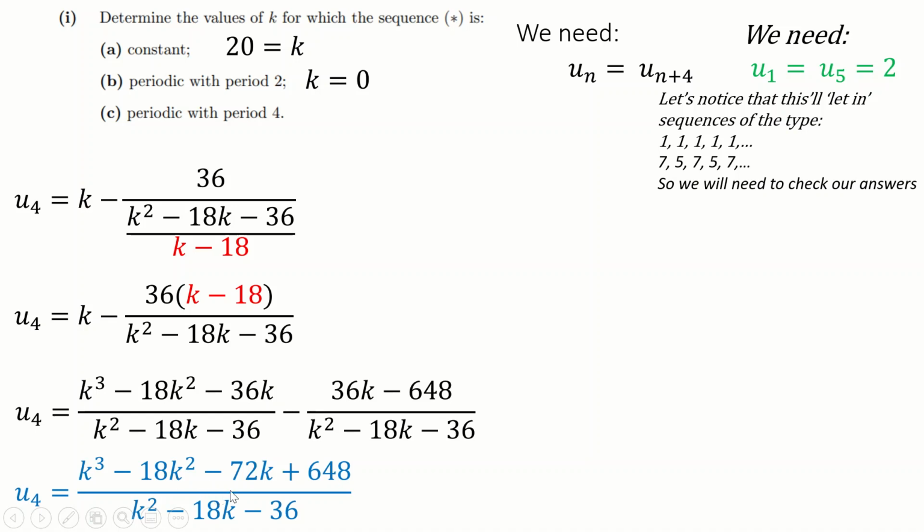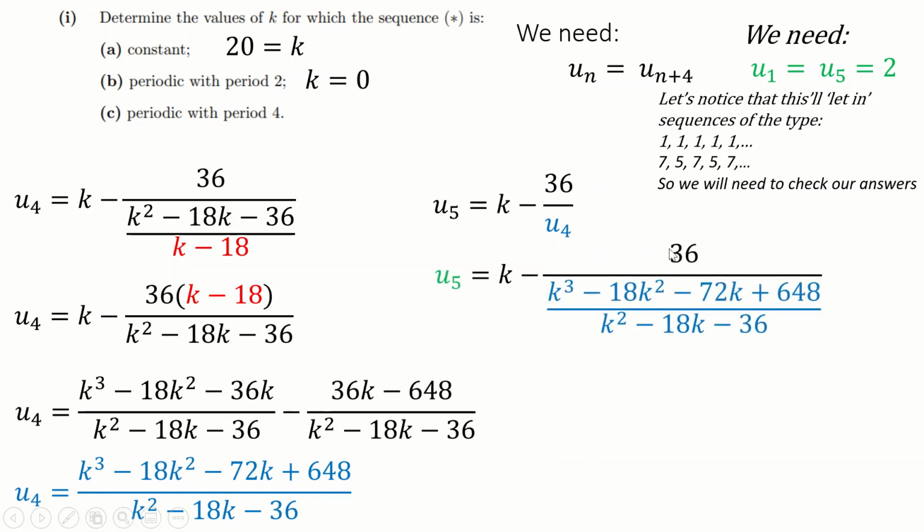And that's my u4. Colored it blue because, of course, I need to go to u5. And remember, u5 is the last thing I'm going to have to do. Right, so u5 is k minus 36 over u4, which is k minus 36 over all of this. Now I know two things here.